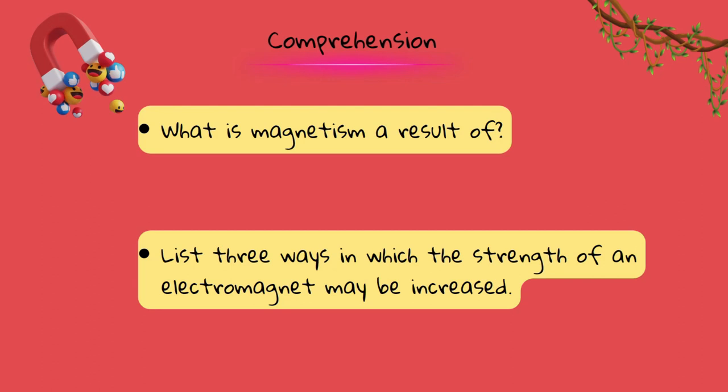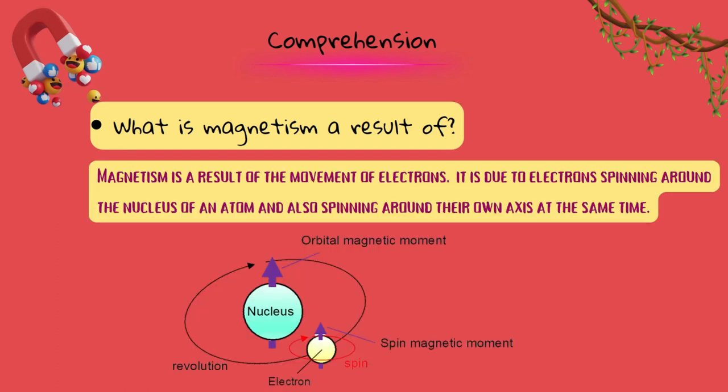Comprehension. What is magnetism a result of? And two, list three ways in which the strength of an electromagnet may be increased. You may pause this video to answer these questions. Magnetism is a result of the movement of electrons. It is due to electrons spinning around the nucleus of an atom and also spinning around their own axis at the same time.